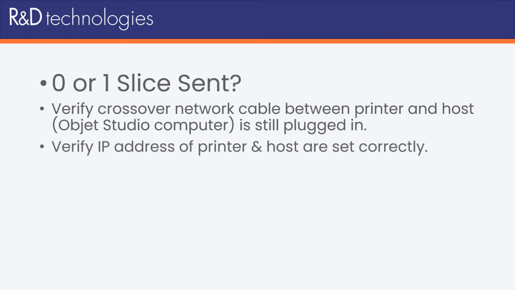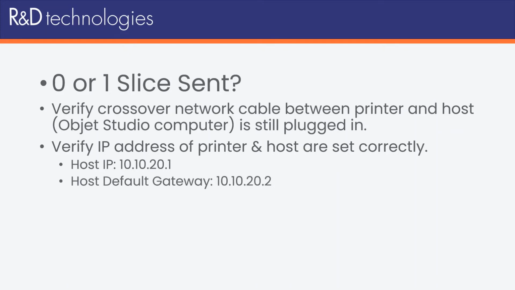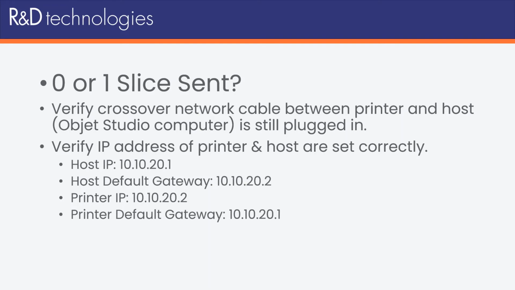It's possible the IP address of the printer and the host have been changed, so you want to make sure those are set correctly. The host IP that we would normally set up would be 10.10.20.1. We would then set the default gateway on the host computer to 10.10.20.2. The printer IP address that we would set during our installation would be 10.10.20.2, while the default gateway on the printer would be 10.10.20.1. As far as the subnet mask is concerned, on both machines we set this to 255.255.255.0.